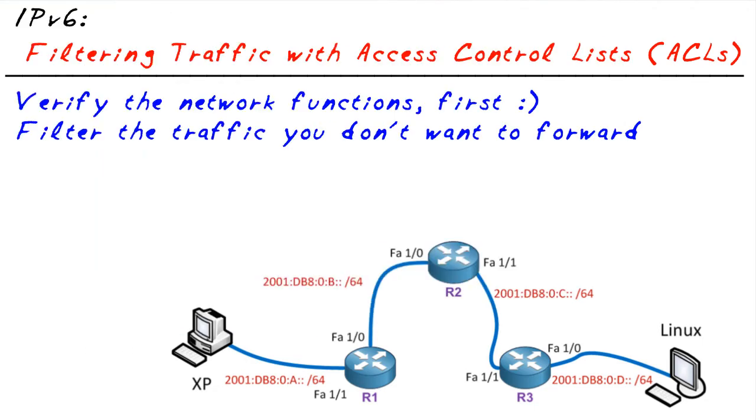But more likely, we'd want to implement some technical controls, specifically an access control list. So our next topic here is filtering the actual traffic. Filter the traffic that we don't want to forward.